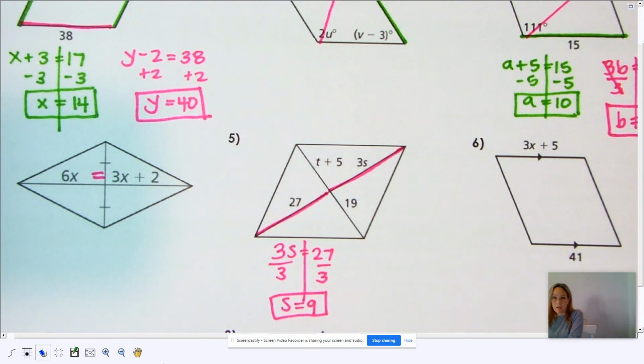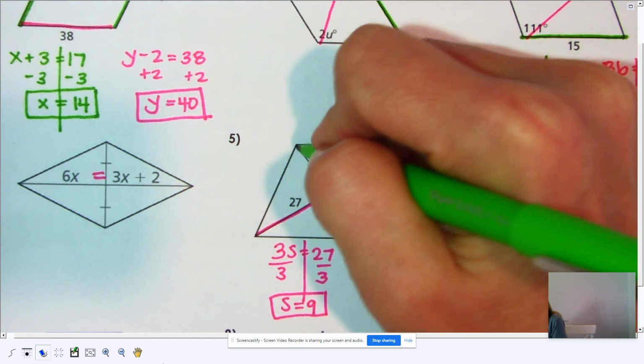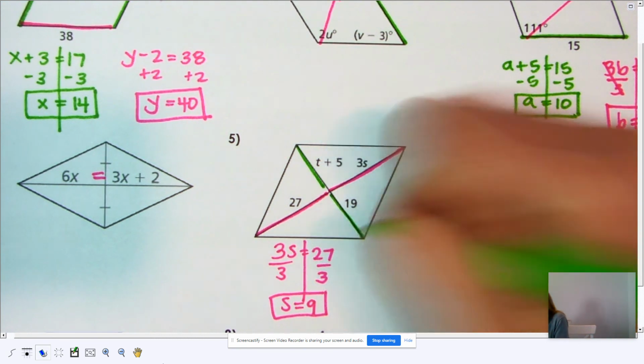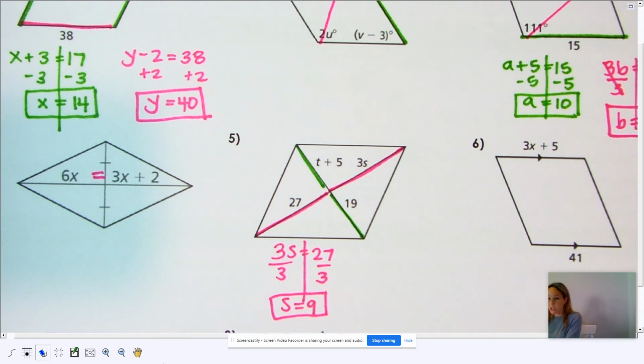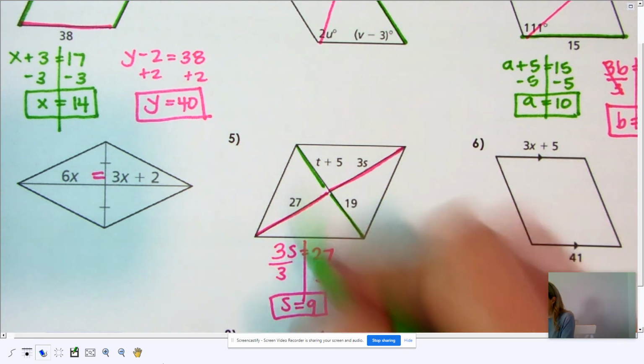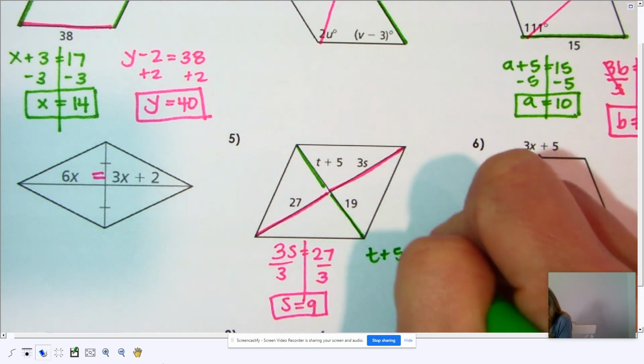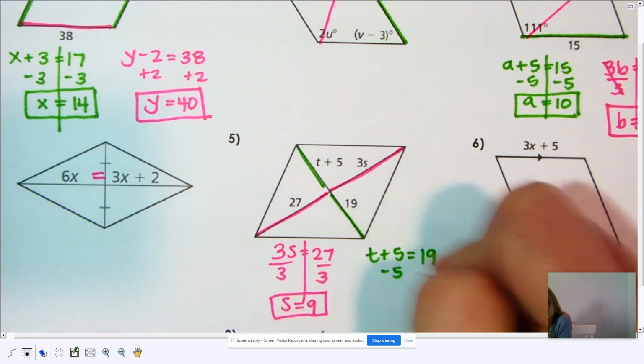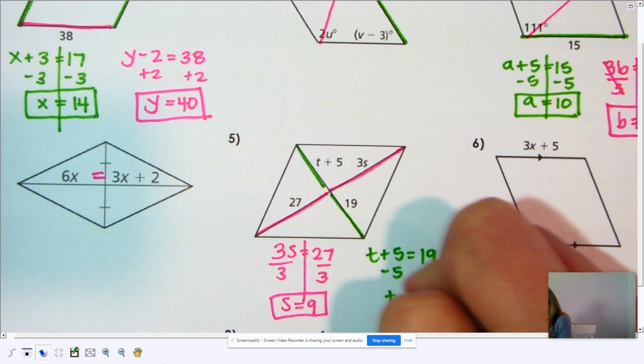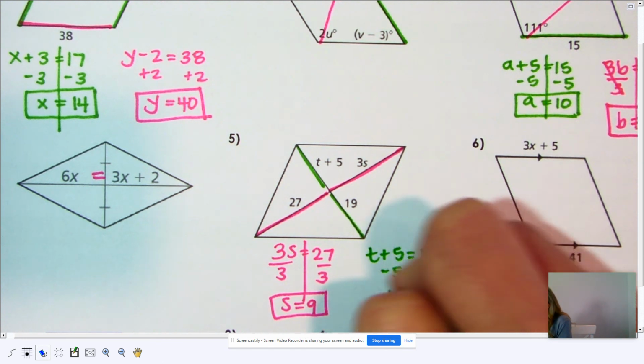Okay, so I have T plus 5 is equal to 19 because I know that diagonal got chopped in half because these diagonals bisect each other. So T plus 5 is equal to 19. So minus the 5 on both sides. So T equals 14.